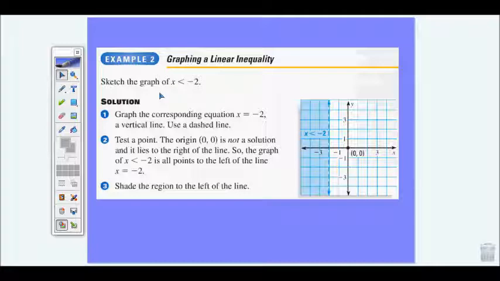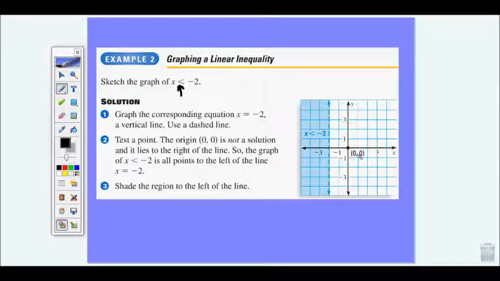So in example 2, all we're going to do is sketch the graph of x is less than negative 2. Notice that's a less than symbol there. So the first thing we have to think about is we're going to have a dashed line. Now, for this statement, we only have an x value, so that means it's going to be a vertical line. The vertical line is going to be on negative 2, and so we make a dashed line, because of the less than, on negative 2.